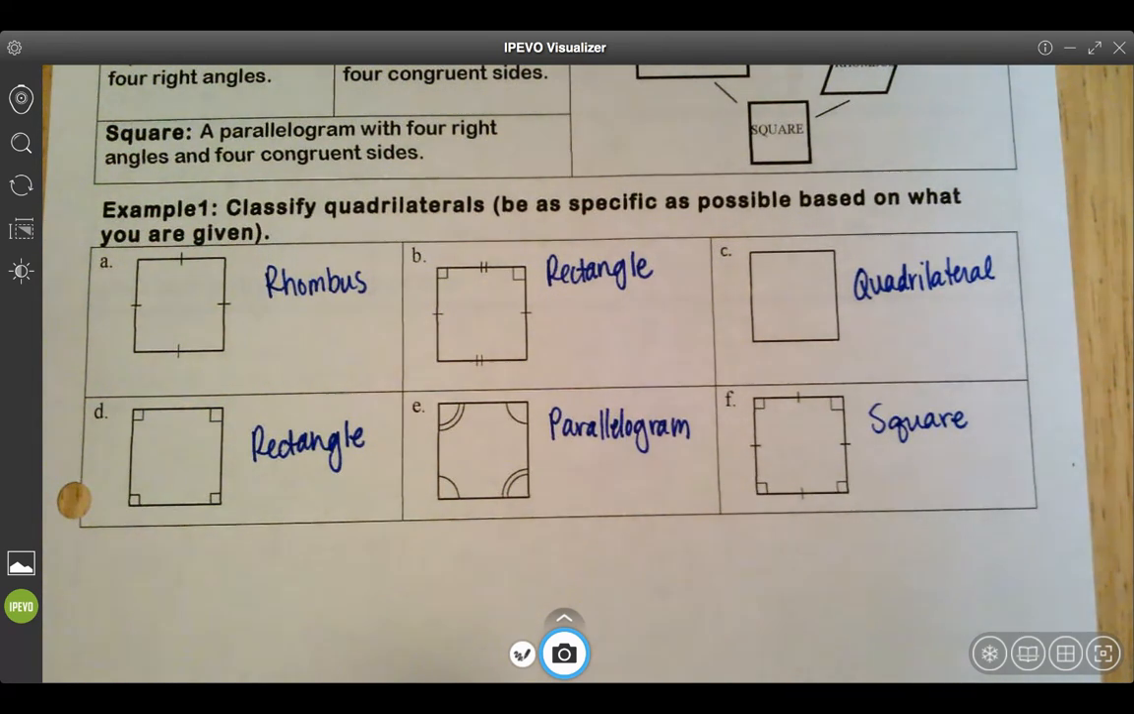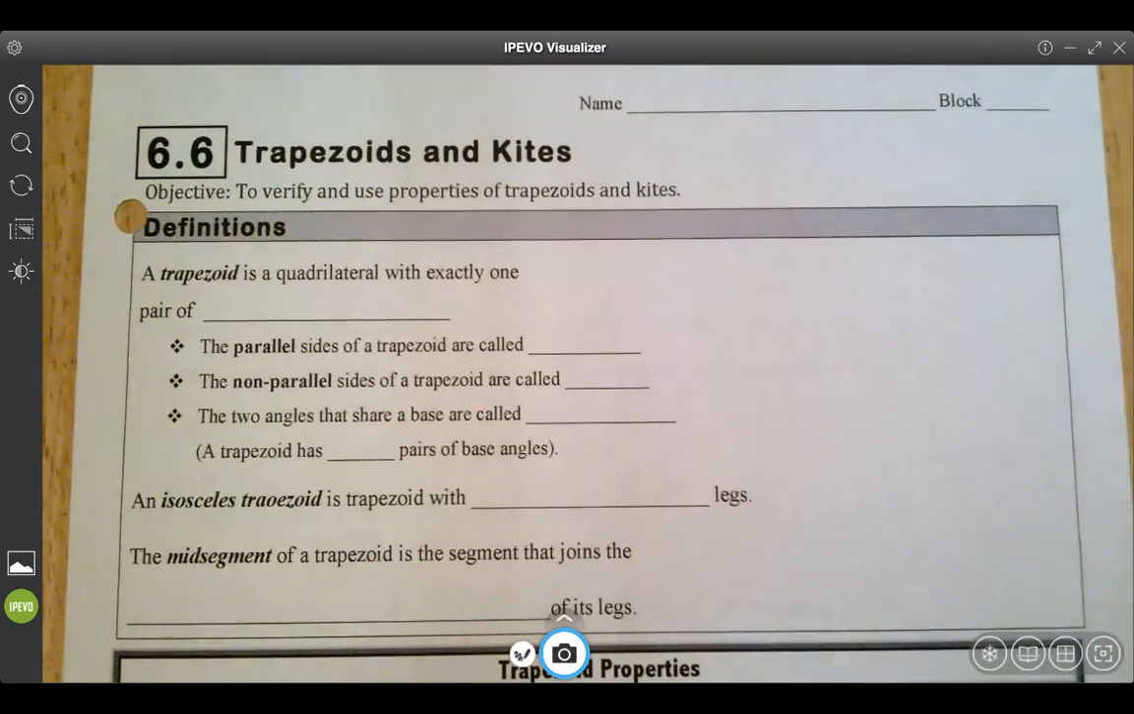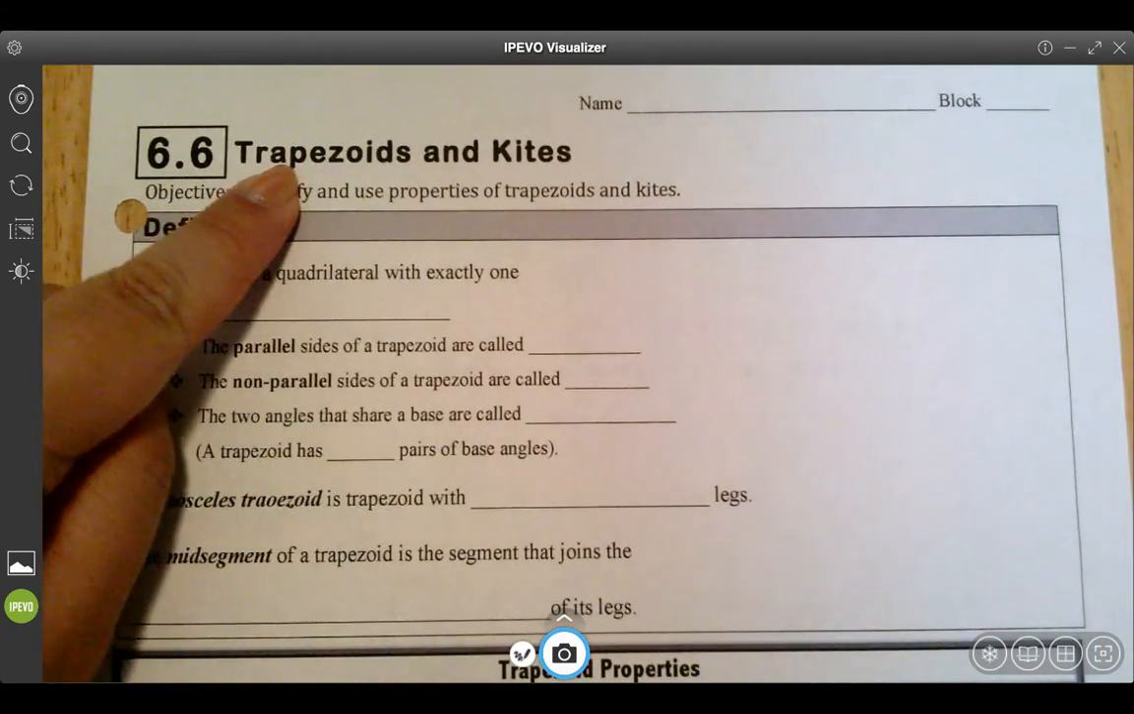Again, at the end of this section, we'll go ahead and put some of these properties into a nice table to talk about. But in the meantime, there's one more type of quadrilateral, well, two more types of quadrilaterals that we want to talk about, which are non-parallelograms. So let's take a look at our last section of notes. Section 6.6, we're looking at trapezoids and kites.